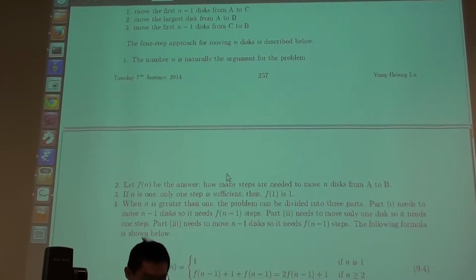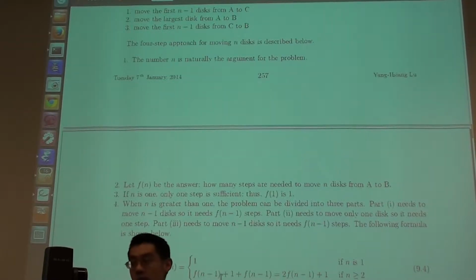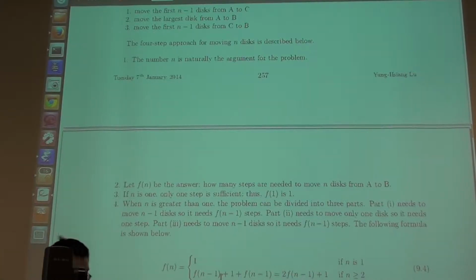Yeah. So how many disks do you need to move? You need to move n-1 disks. How many moves? By definition, f(n-1). And then you move the largest disk. That's step number 2. Then you move the other n-1 disks again from C to B. Therefore, your answer is the following. f(n-1) for the first, 1 for the second, f(n-1) for the third. So f(n) is 2 times f(n-1) plus 1.